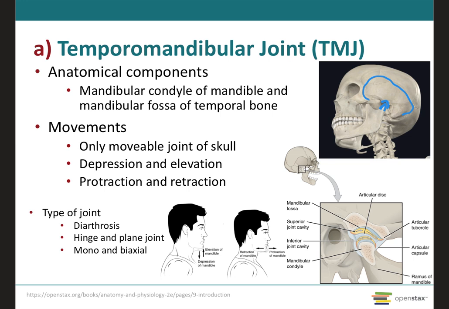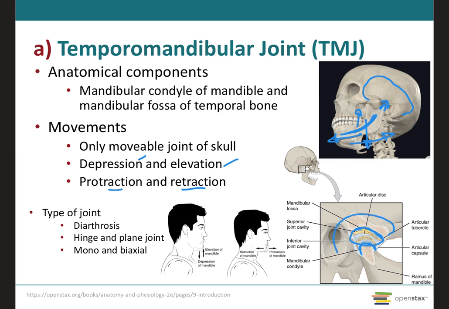We can see on this magnifying view in a little bit more detail the mandibular condyle right over here, and this would be your mandibular fossa, and inside you're going to have the joint cavity. Now, the mandible is the only bone in the skull that is a movable joint, and therefore, when you open it up in this direction, it will cause depression. When you pull it up, it will cause elevation. When you pull the mandible in this direction, it will cause protraction. And when you bring it back to anatomical position, it will cause retraction.